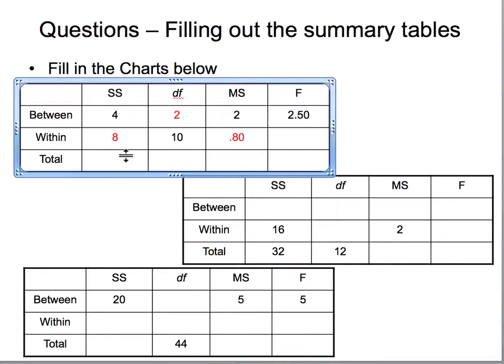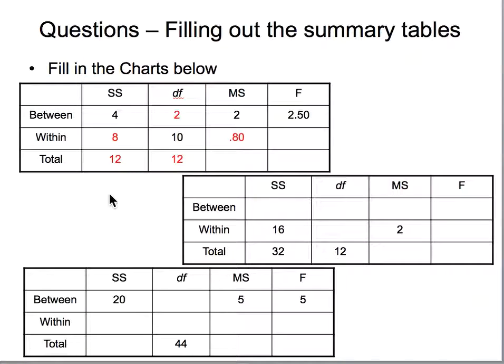If I want to fill in these last two, I just have to add these up. 4 plus 8 is 12, and 2 plus 10 is also 12. Funny how those added up to be the same thing. Doesn't typically happen.